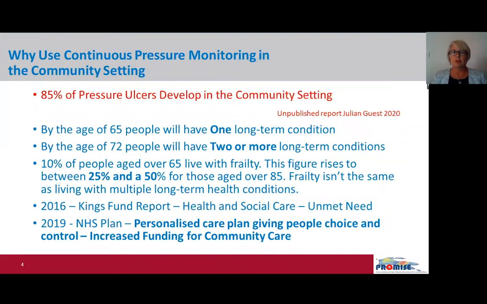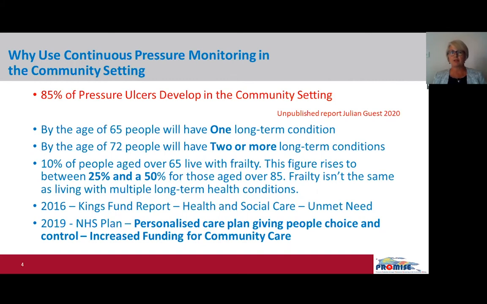So why did we feel that continuous pressure monitoring would be useful in the community setting? Well, first of all, it's estimated that 85% of pressure ulcers develop in the community setting. This is an unpublished report currently by Professor Julian Guest. And by the age of 65, people will have one long-term condition. By the age of 72, people will have 2 or more long-term conditions.